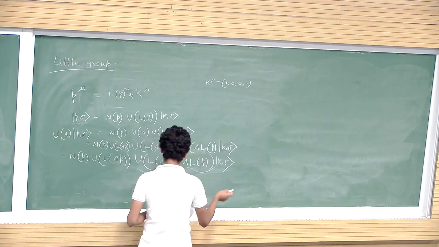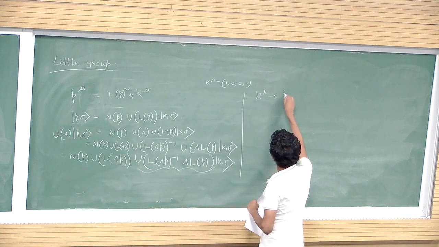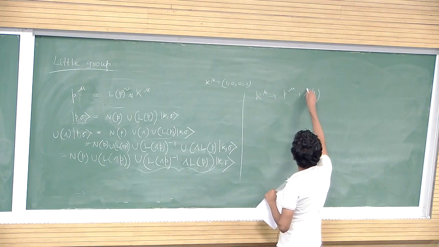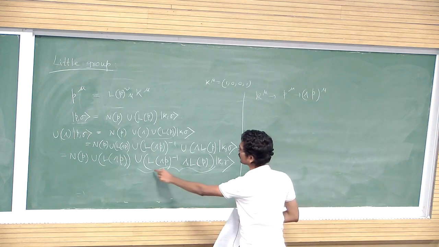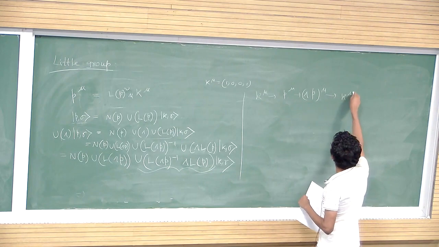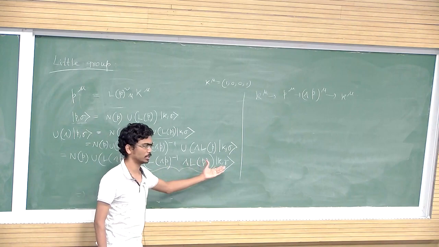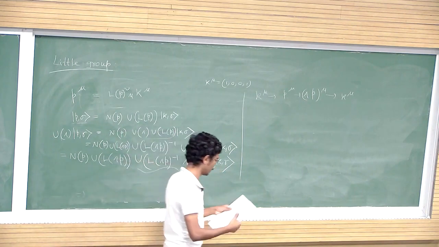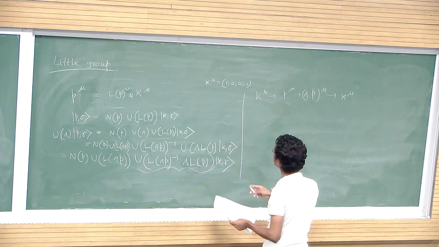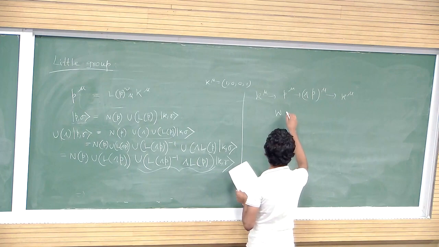So let me write it again. First your k mu goes to p mu for this particular Lorentz transformation. Then this lambda takes you to lambda p mu, and then this inverse Lorentz transformation takes this back to k mu. Okay. So this is a particular Lorentz transformation under which k does not change. This is a subgroup of the full Lorentz group, and this group is called the little group.